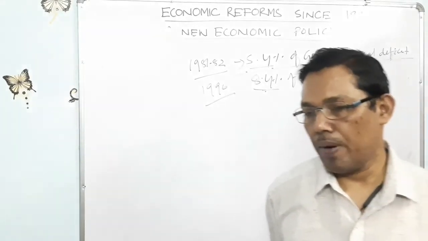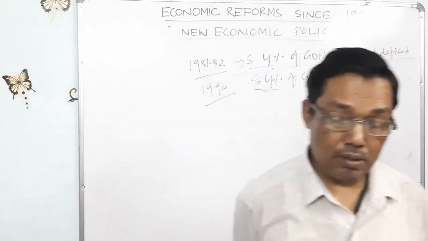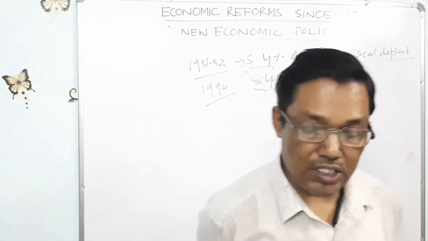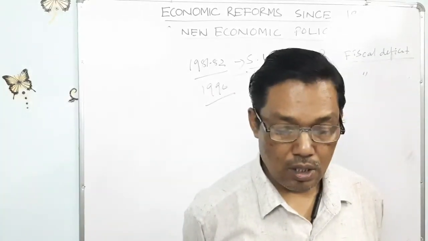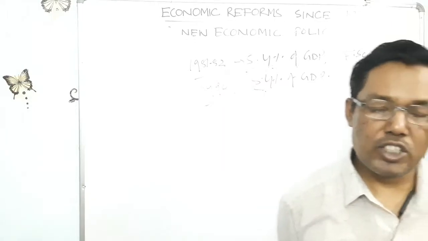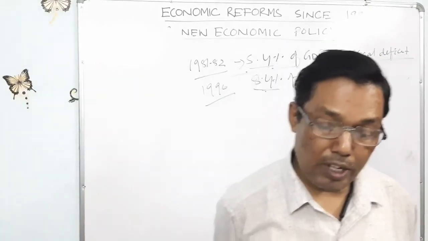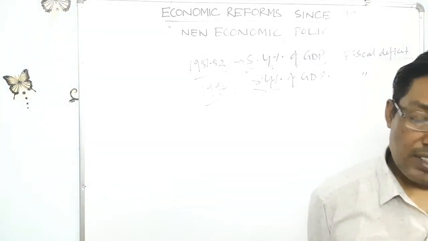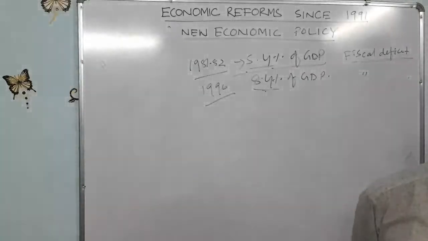Because in the balance of payments, we already know there are different kinds of crisis, so far as the current account is concerned, the capital account is concerned, the balance of trade and balance of payments. Similarly, if there is any kind of balance of payment crisis, we have to borrow money from the rest of the world. That is why the current account deficit also increased day by day.